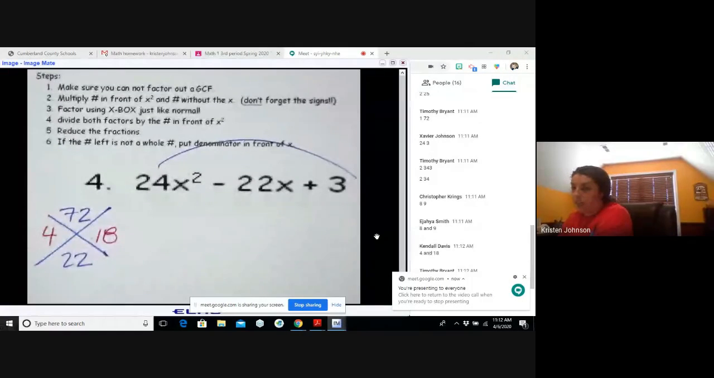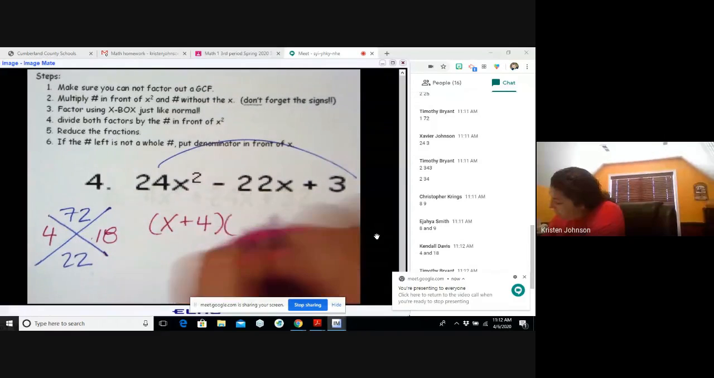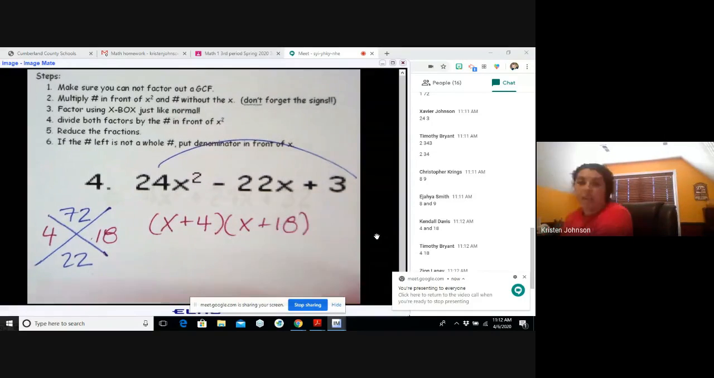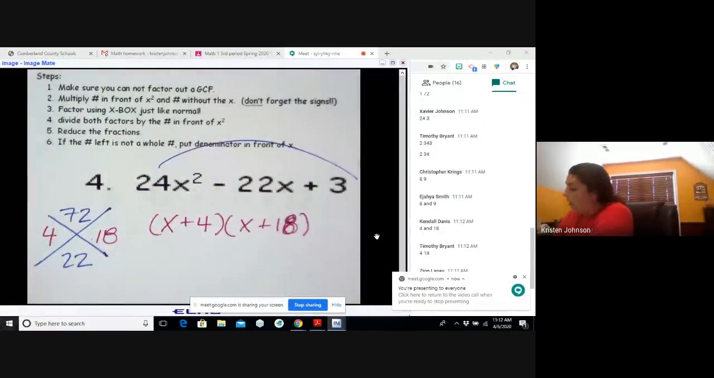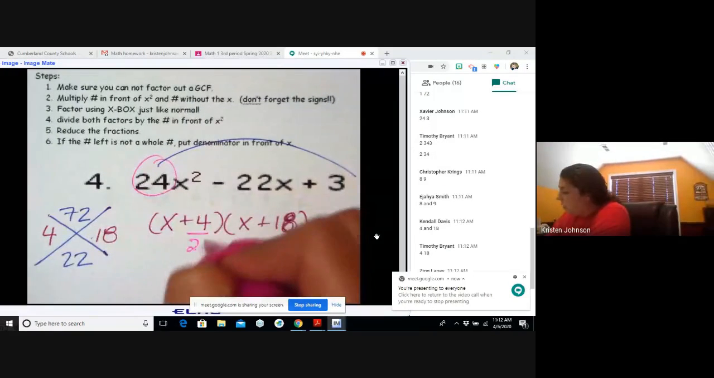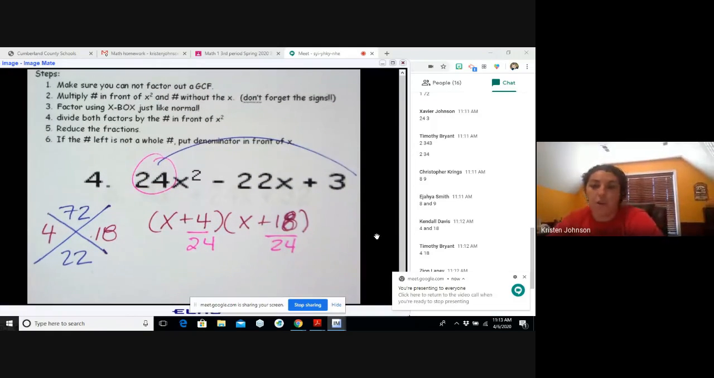All right, so pay close attention here because here's where it gets kind of tricky. This should be as complicated as it gets for y'all. Okay, so I need to divide these by 24. All right, now, does 24 go into 4 evenly? No. Does 24 go into 18 evenly? No.